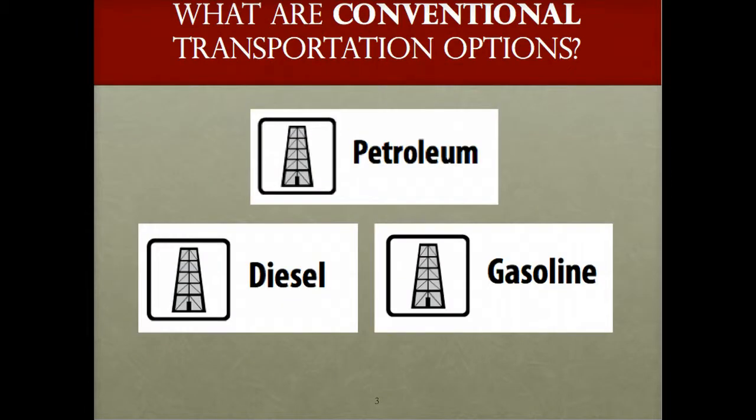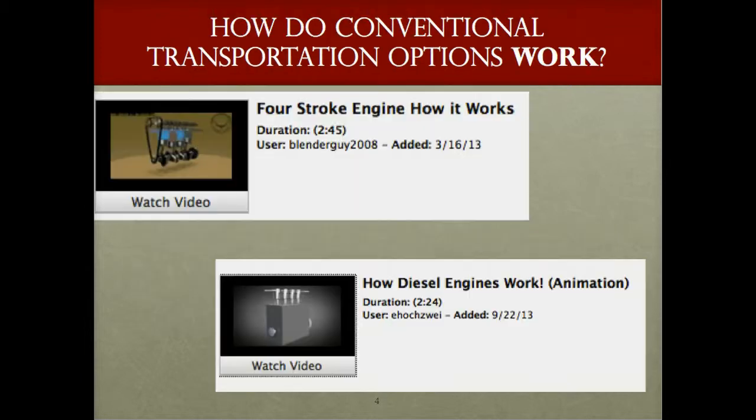Since over 90% of transportation energy comes from petroleum and petroleum products, this week focuses on petroleum and the two petroleum products that are used most in transportation, gasoline and diesel. These two videos that you will watch this week explain how the gasoline internal combustion engine, also known as the Otto cycle, and the diesel compression engine work.